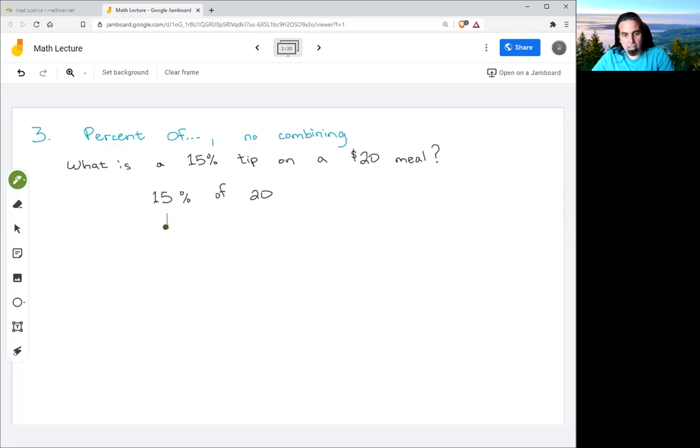The 15%, we translate that to a decimal, going this time left to get out of percent. The of, we translate that to be multiplying. And the 20 just stays 20. And we're done. We don't combine that 3 with anything else.